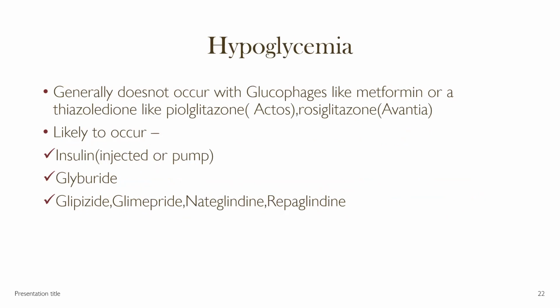Now, there are patients who are already taking diabetic medicines. There are a few medicines which are going to induce hypoglycemia immediately. There are a few medicines which are not going to induce hypoglycemia. Generally, when we take biguanides like metformin or thiazolidinediones like pioglitazone and rosiglitazone, there is no hypoglycemia happening. So it can be a safe drug.